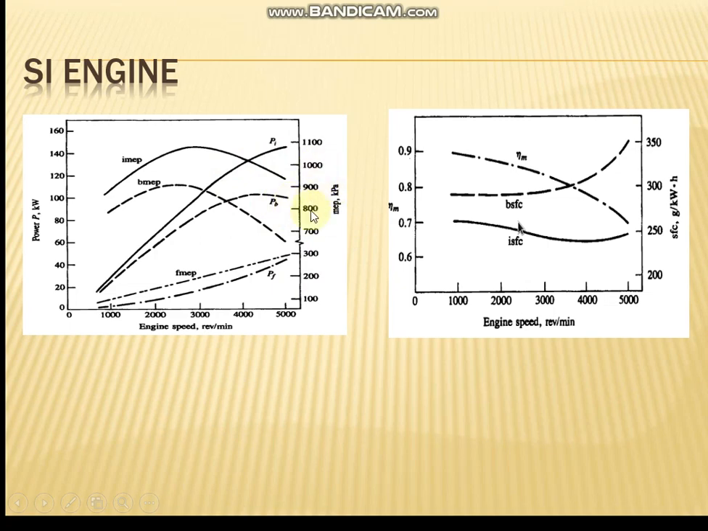If the engine is operating above the operating range, then brake power is zero and friction power is very large. Indicated power starts reducing, and at this point indicated power is equal to friction power. This is the operating range.